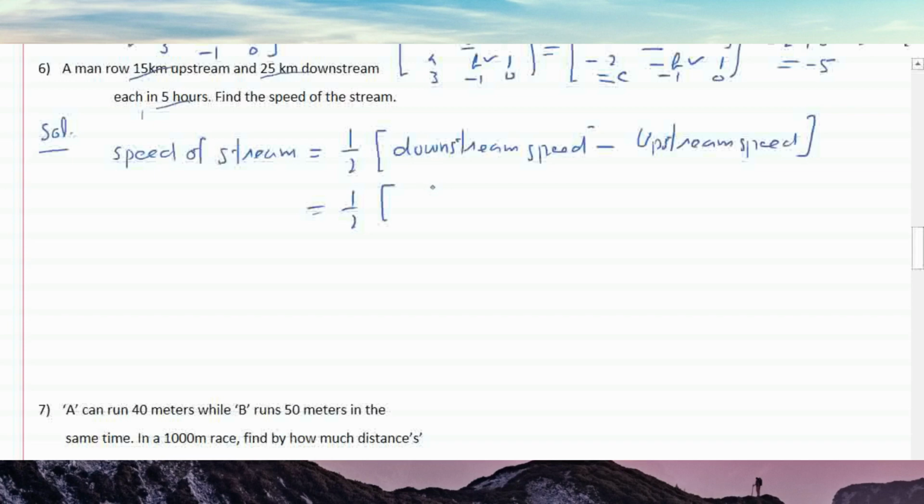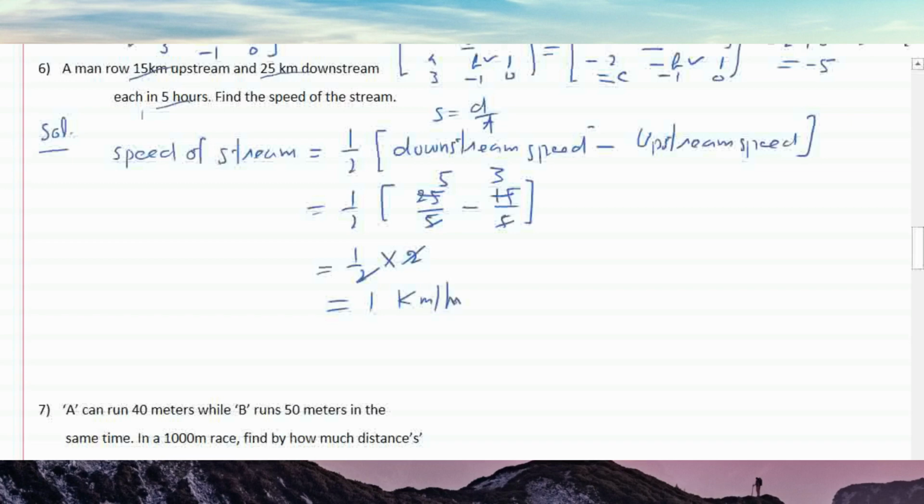In this case actually you have to find speed. So this is downstream, so this is 25 upon 5, right? And upstream is 15 upon 5, right? You know that the formula is speed is equal to distance upon time. So you just simplify it further, you are getting 5, here you are getting 3, and answer comes out to be half multiply 2. You just cancel out. So speed of the stream is 1 kilometer per hour.